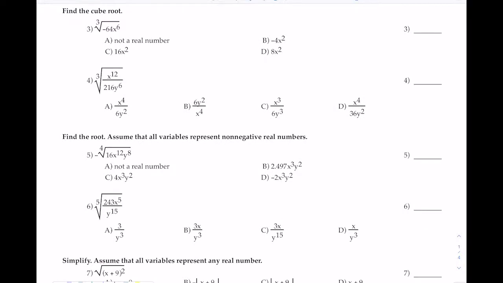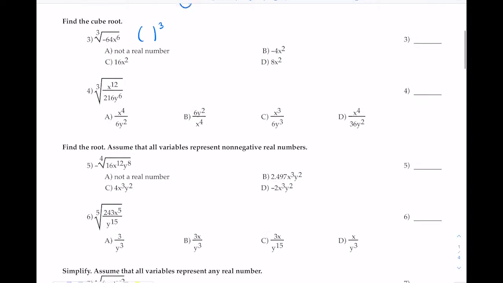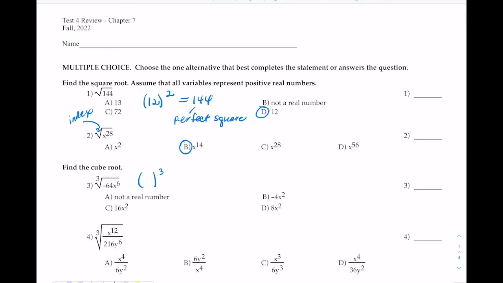Okay, and number 3, we're looking now for a cube root, and I know that because my index is a 3 for each of these. So now I want to think of a number that I would cube that would equal negative 64. And you can take cube roots or any odd root of negative numbers. Unlike square roots and even roots, you cannot take the square root or even roots of negative numbers because you'll end up with an imaginary number.